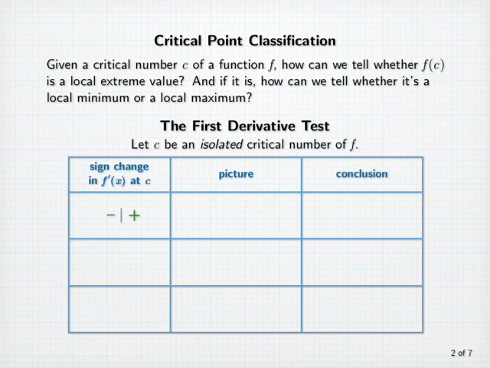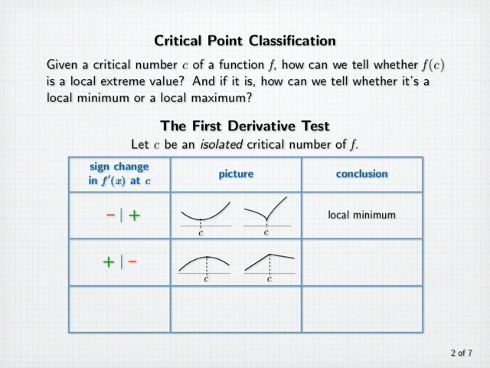If f prime of x changes from negative to positive at c, then f of x is decreasing on the left of c and increasing on the right of c, and its graph might look something like one of these two pictures here. So we can conclude that f of c is a local minimum value. If f prime of x changes from positive to negative, then f is increasing on the left of c and decreasing on the right of c, and this allows us to conclude that f of c is a local maximum.